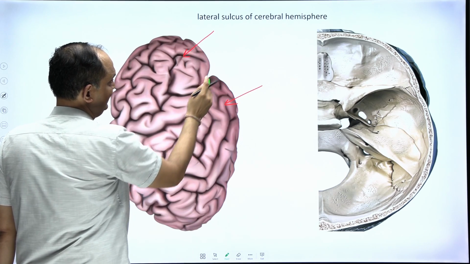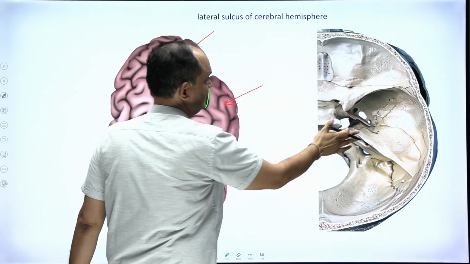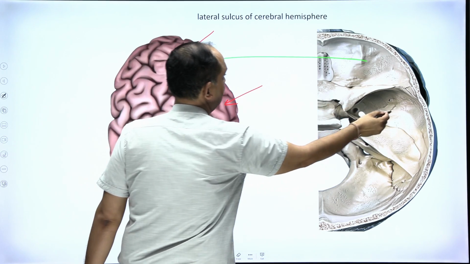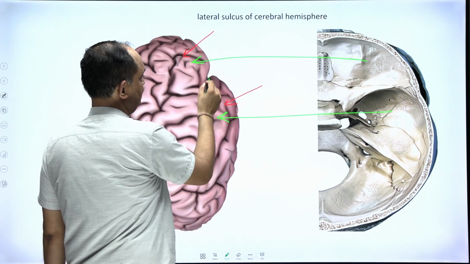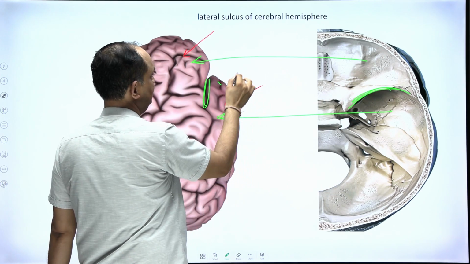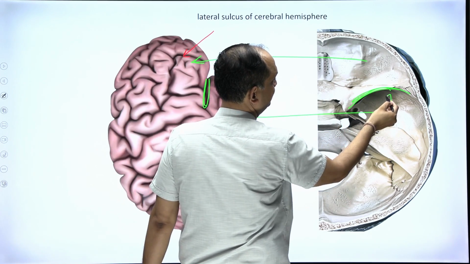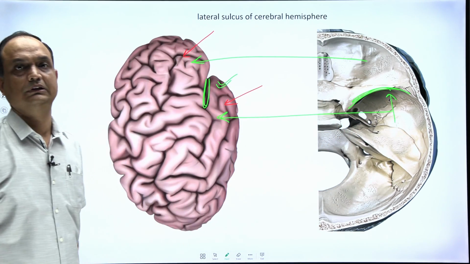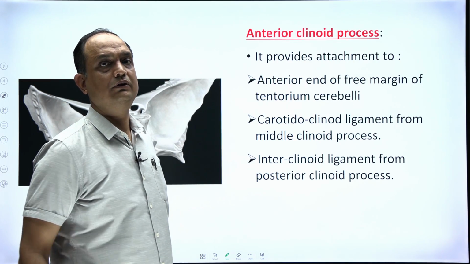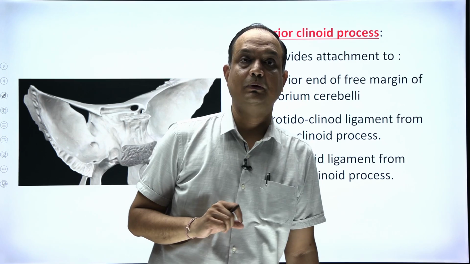Now this is the lateral sulcus. So when you place this inside the cranial cavity, this area is occupied by the frontal lobe, this area by the temporal lobe, and this sulcus will occupy the margin, so that the anterior end of the temporal lobe will accommodate inside this middle fossa. Clear?